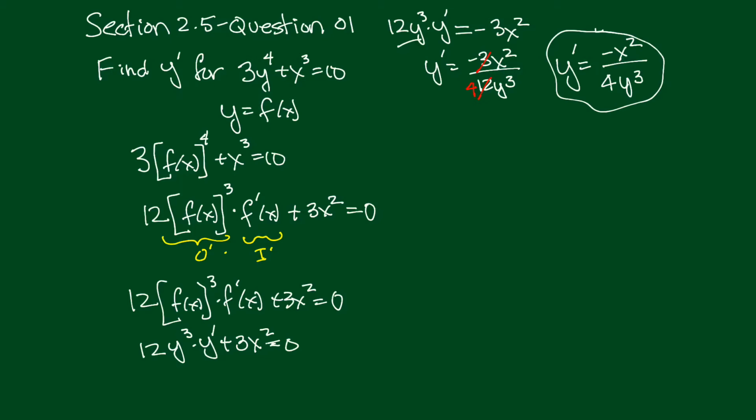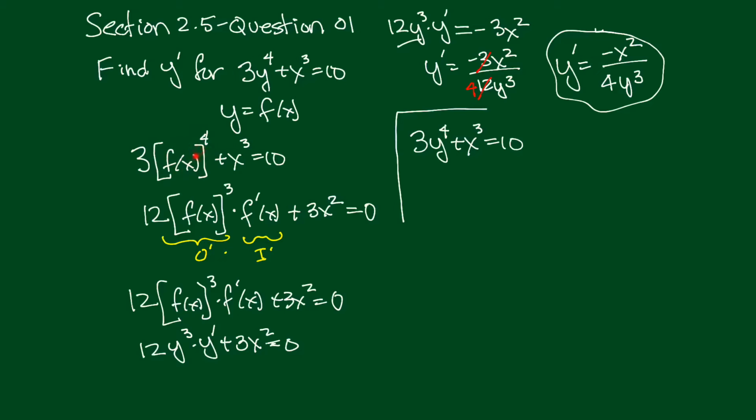Now, I'm going to do this again, but without the replacement with the f. The f was just kind of instructional so you can see where everything came from. But let's just start here. Here's what we have: 3y to the fourth plus x cubed equals 10. So I'm going to use implicit differentiation. When I do this, I need to realize that that's really a function of x, right? That's really this over here.